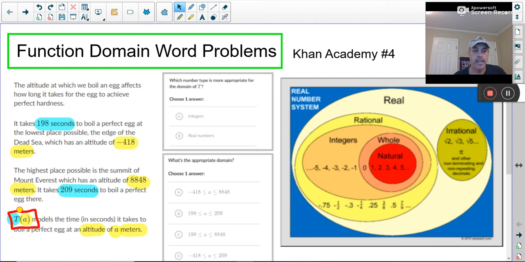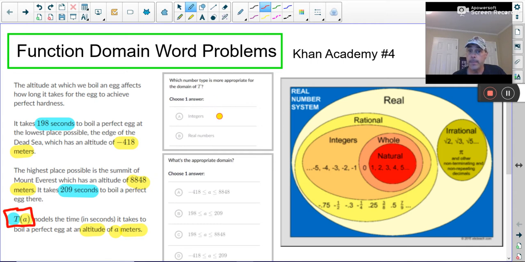So I'm just scanning this and I'm seeing T of A down here is the function it's going to ask us about. And then it's going to be asking us about the domain. The domain is going to be appropriate maybe in integers or maybe in real numbers. So we have to make that decision. And then we have to look at the intervals and decide which of these intervals is best.